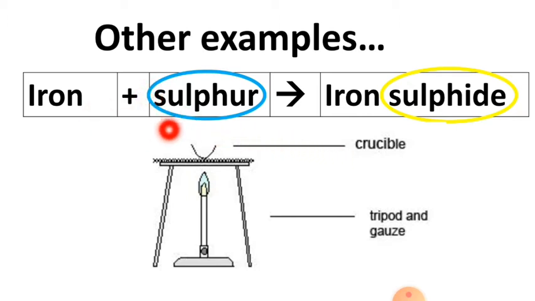Another example: iron reacts with sulfur and becomes iron sulfide. If you just mix iron and sulfur together, they just become a mixture of iron and sulfur. You can separate them physically by using a magnet. The iron will be attracted to the magnet, and then you can separate it from the sulfur. But if the mixture of iron and sulfur is heated, a chemical reaction will happen inside the mixture, and the mixture changes to a compound. We call it iron sulfide.